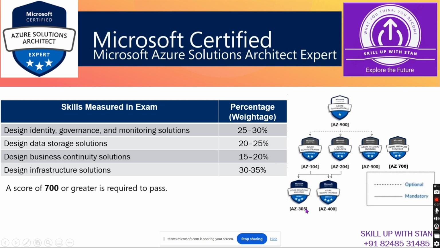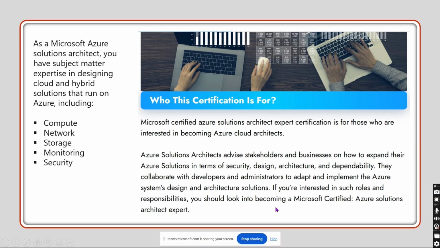So AZ-305 is the exam code for this particular expert level certification. And this is mainly for the people who already have subject matter expertise on the basics of cloud as well as hybrid solutioning. So you need to have a strong understanding of these five different pillars of IT, from your data center or from general information technology. These are the core pillars, right? Compute, network, data, monitoring, and security.